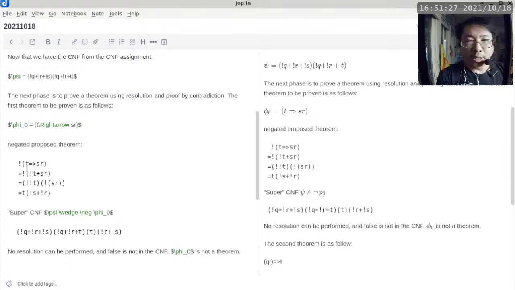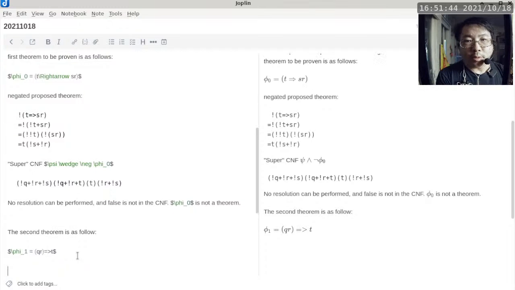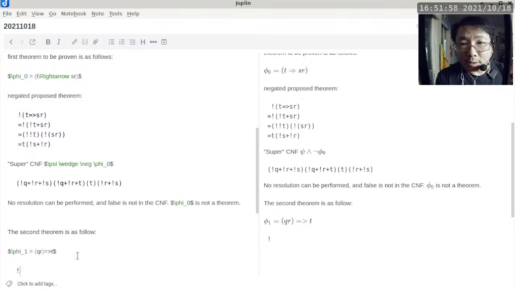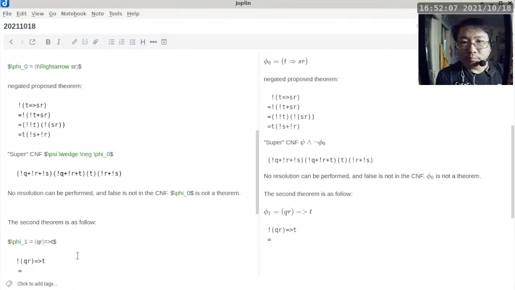Okay, now we are moving on to the second example, which hopefully is a little bit more interesting. I'm going to use the math symbol again. I'm going to call this phi1, because it's a different expression, and we want to know whether this expression is a theorem or not. In other words, is psi implying this or not? The first thing we need to do is to negate it. So let's negate it, which is the negation of QR implies T.